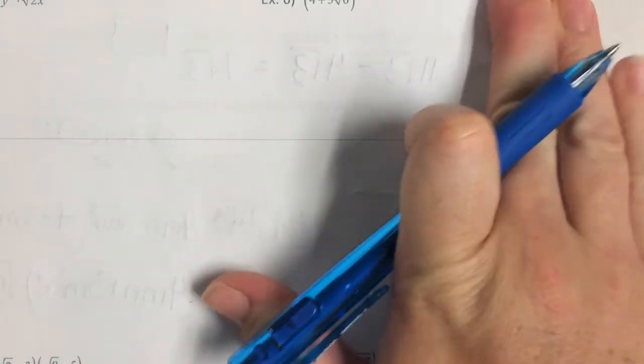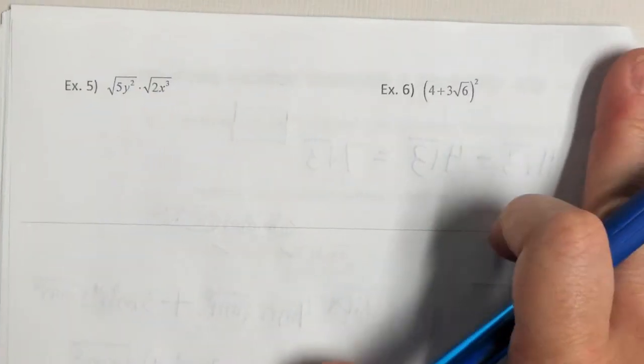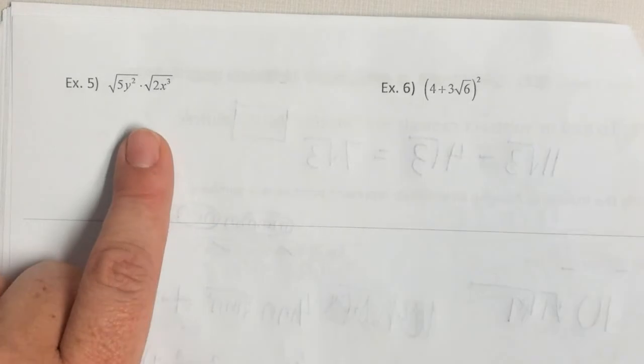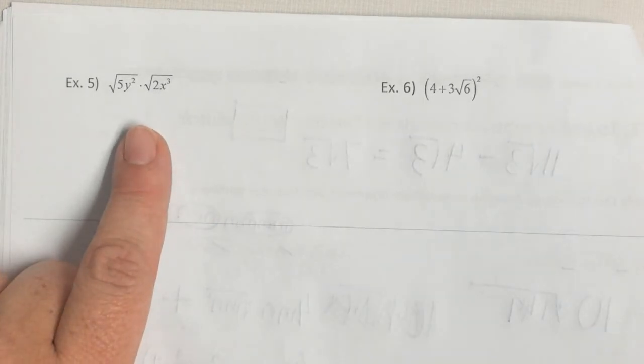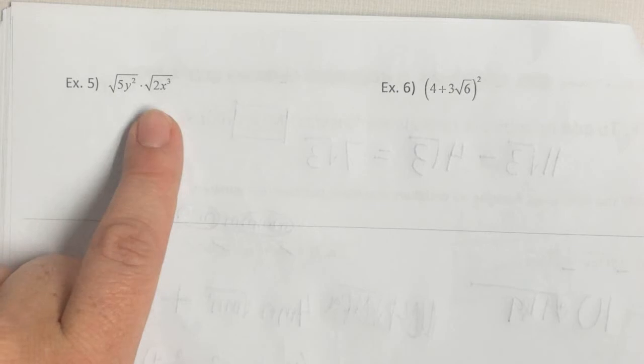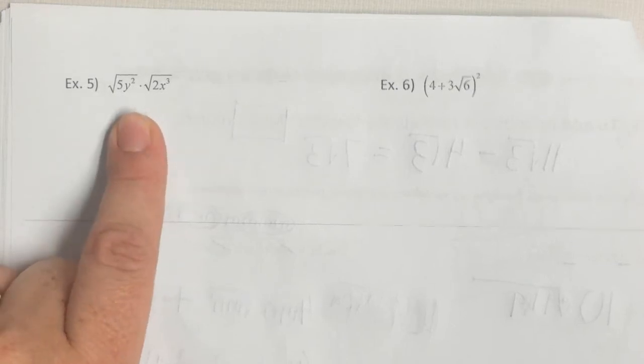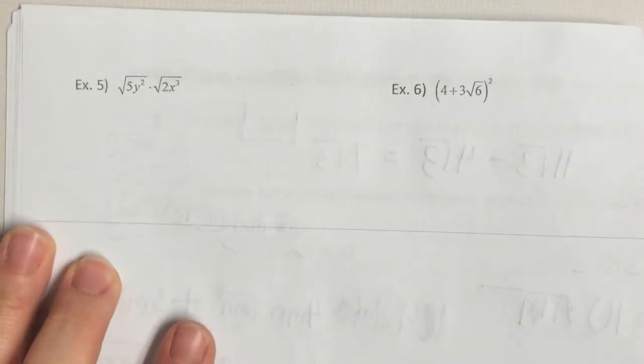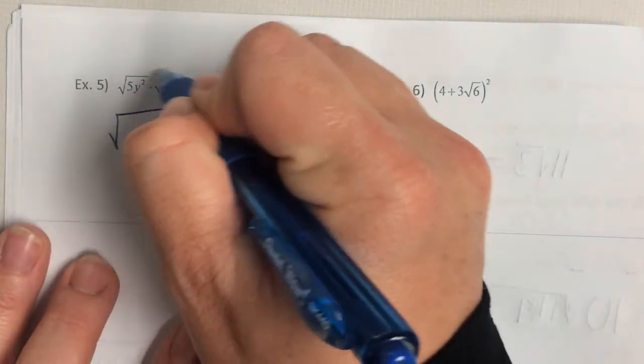We're going to do more subtracting. Hold on. Okay, look at number 5. They're both square roots, and it's multiplying, so can I combine the insides? Yes, because it's multiplying. So, what's 5 times 2?